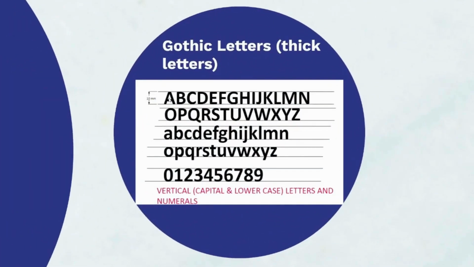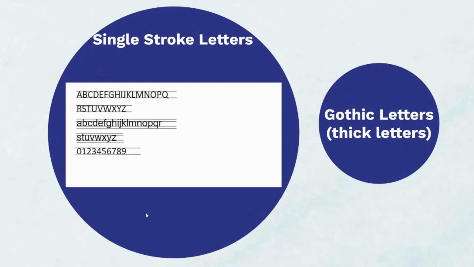So for example, in this we can write A, B, C, D in a very thick range of sizes. It's used for vertical capital and lowercase letters and numerals. It's used only for vertical, and this is used for single stroke letters. So in this we can see some differences. The single stroke letter is defined as having only a single stroke, so it is small.